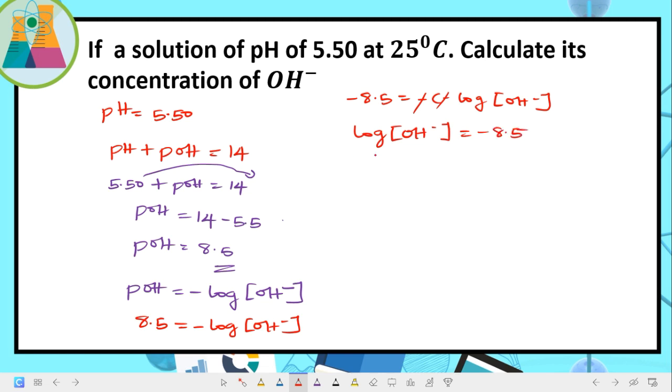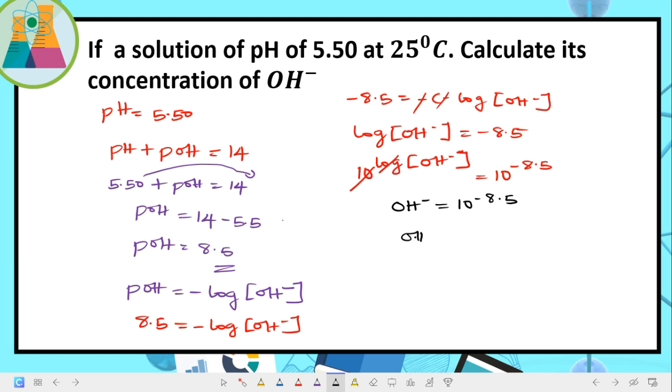So to find the OH minus, we find the antilog of both sides. Antilog means 10 raised to the power of log. So we have 10 raised to the power of log OH minus. Antilog means 10 raised to the power of anything rather. So this becomes 10 raised to the power of minus 8.5. Now antilog can cancel out log, because antilog is the opposite of log. Now when that happens, your OH minus will be equal to 10 raised to the power of minus 8.5.